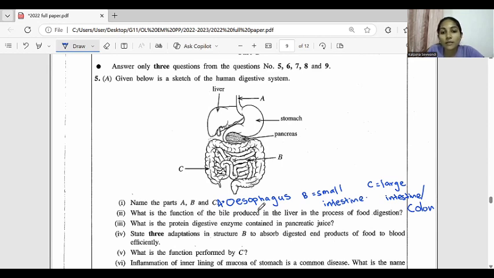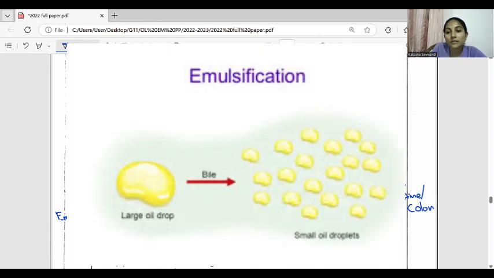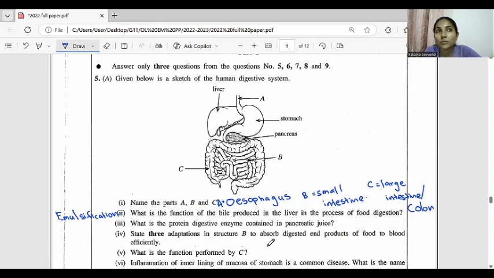What is the function of bile produced in the liver in the process of food digestion? The answer is emulsification. Emulsification is the process where large lipid droplets turn into small droplets, so it is easy for digesting lipids. So that's what bile produced in the liver does.